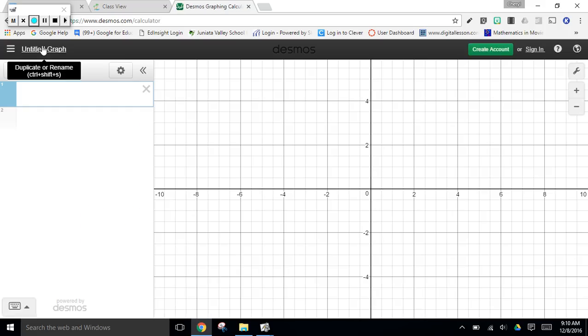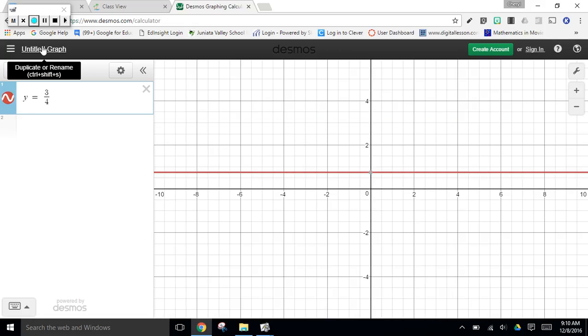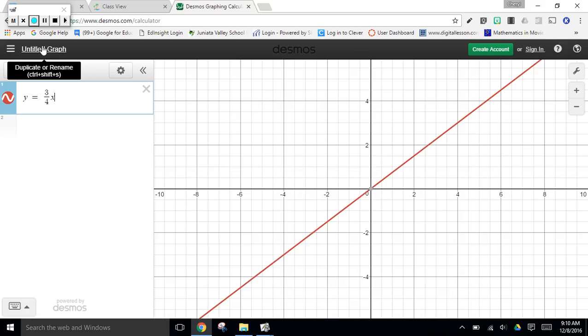So I'm going to graph a line that has a slope of 3/4. Okay, it looks like that. And I'm not going to give it any y-intercept for now. I'm just going to graph a basic y-intercept of 0. Now I'm going to graph a line that has a slope of 4/3.